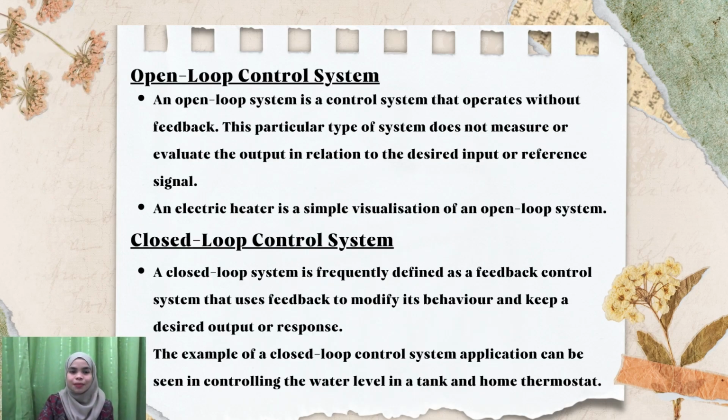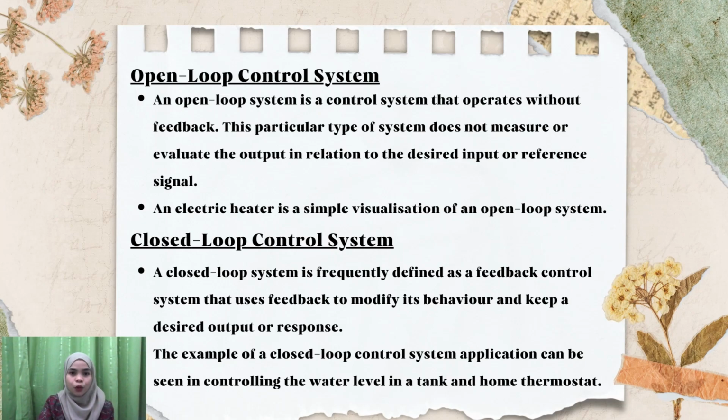An open-loop system is a control system that operates without feedback. This particular type of system does not measure or evaluate the output in relation to the desired input or reference signal. An electric heater is a simple visualization of an open-loop system. A closed-loop system is frequently defined as a feedback control system that uses feedback to modify its behavior and keep a desired output or response.